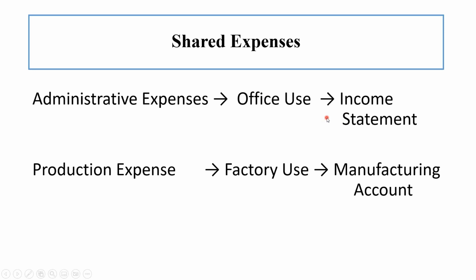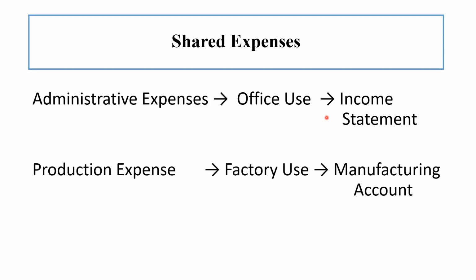In your past papers, I think I've seen where they give you rent and electricity, and they say it has to be shared, apportioned or allocated this much for office, this much for factory. So when they say for office, that office part has to go under expenses in the income statement.